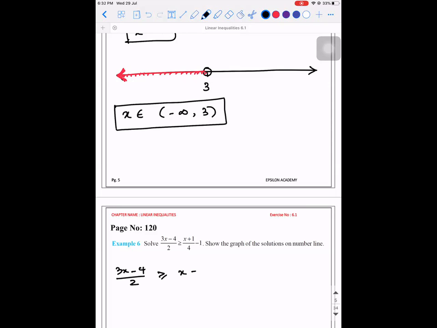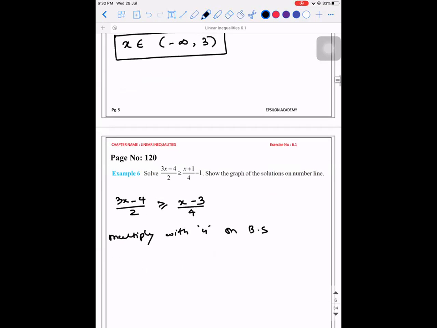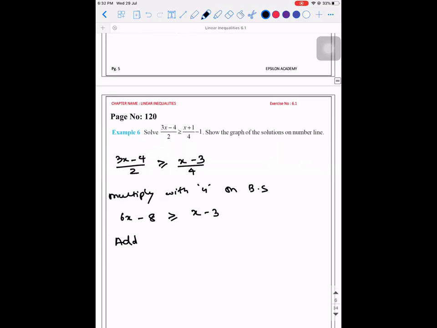Anybody with the answer? Not sure, sir, but I got x should be greater than or equal to 1. Let's see. It should be greater than or equal to 1, I got, sir. It is x plus 1 by 4 minus 1.